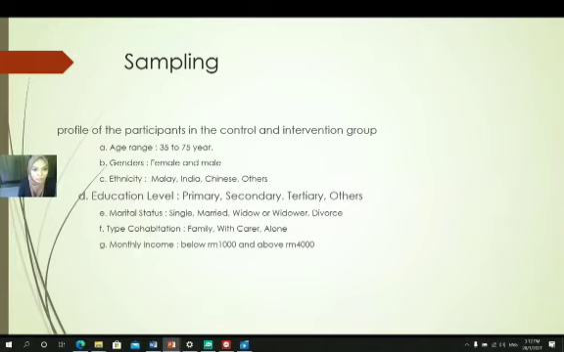For this, the sample profile of the participants in the control and intervention group, we focus on age range specific to 35 to 75 years old. And the gender, of course, we randomize to female and male. For the ethnic, we focus on Malay, Indian, Chinese, and also others than Malay, Indian, Chinese. For the education level, we focus on primary, secondary, tertiary, and others. For the marital status, single, married, widow or widower, and also divorced. And the type of cohabitation, we focus on family, with carer, or alone. And monthly income, we specifically focus from below 10,000 until above 4,000 ringgit. This is monthly income.